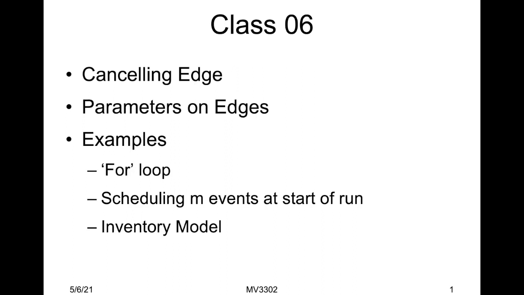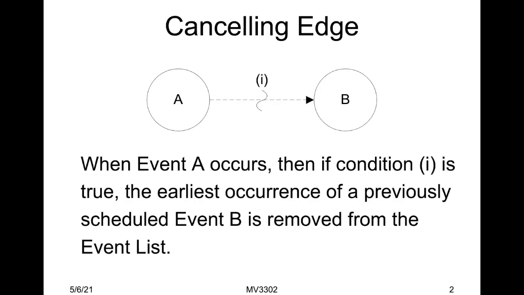Then the second event graph item extension that we're going to talk about is having parameters on edges, which are going to feed into arguments on events. And then we'll see some examples for all of this. So let's look at a canceling edge. Again, this is also in the reading. And I seem to vacillate between having two L's and one L in canceling. I'm not sure exactly which one is correct, but this is how it basically looks.